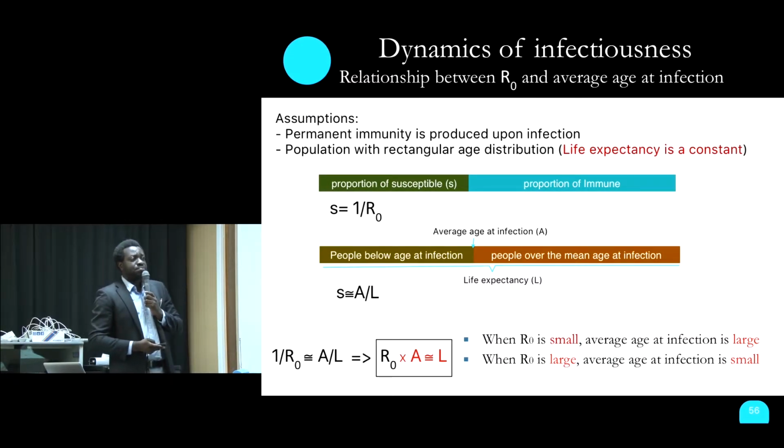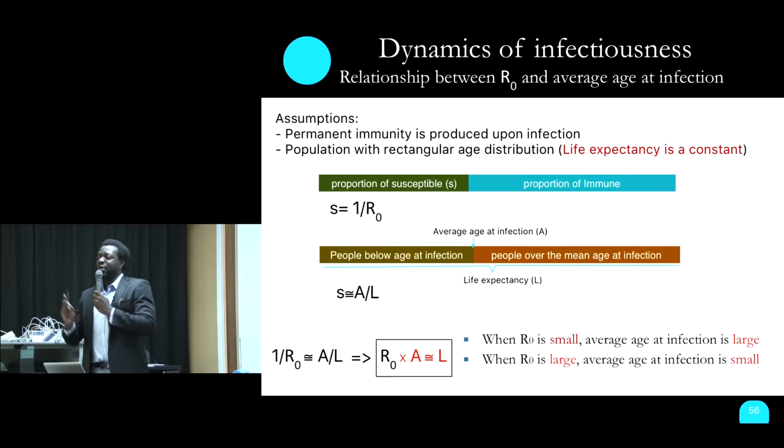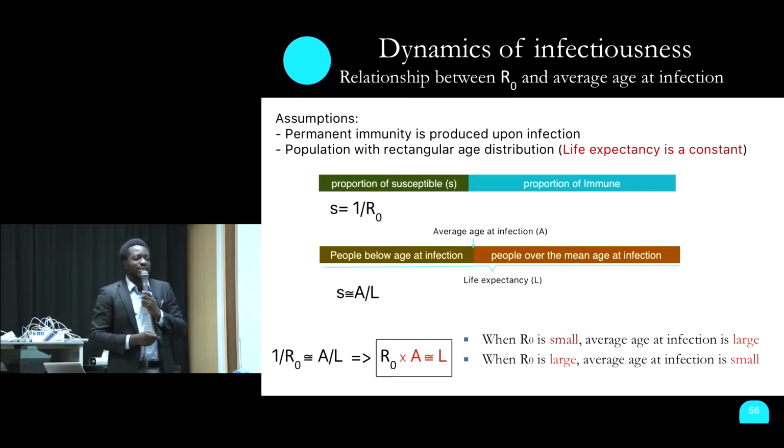Let's make it a little bit complicated, but also simpler at the same time. In this slide here, we're trying to see the relationship between R naught and the average age at infection.